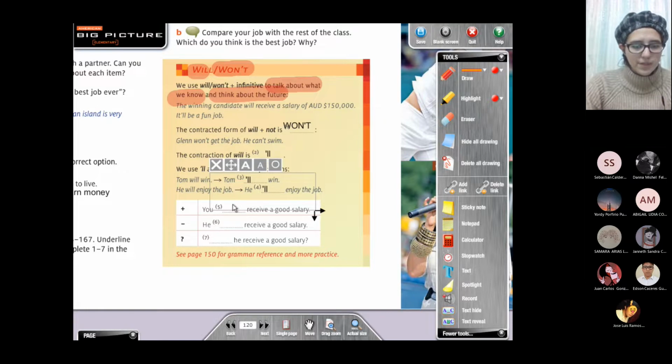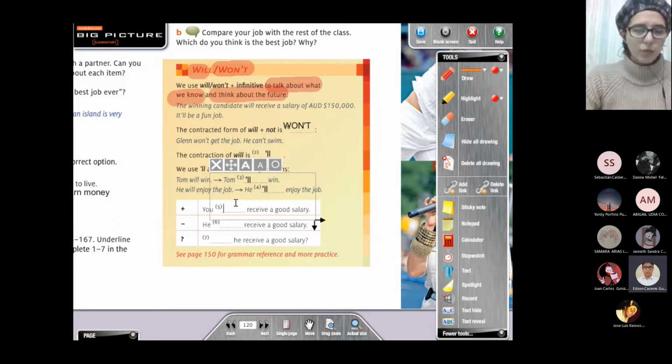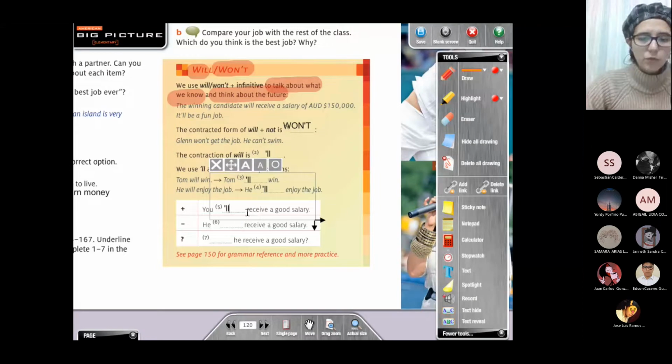So let's do number 5, 6, and 7. Edson, please, can you complete number 5? So how is the positive form? You will receive a good salary. Okay, if we make it with the apostrophe, can you read it with this? You'll receive a good salary. Okay, yes, that's it. Receive. Here is you'll receive a good salary.